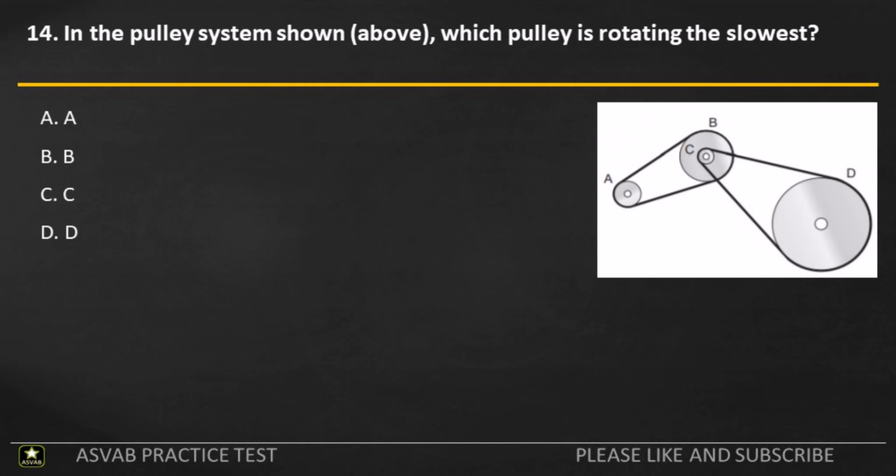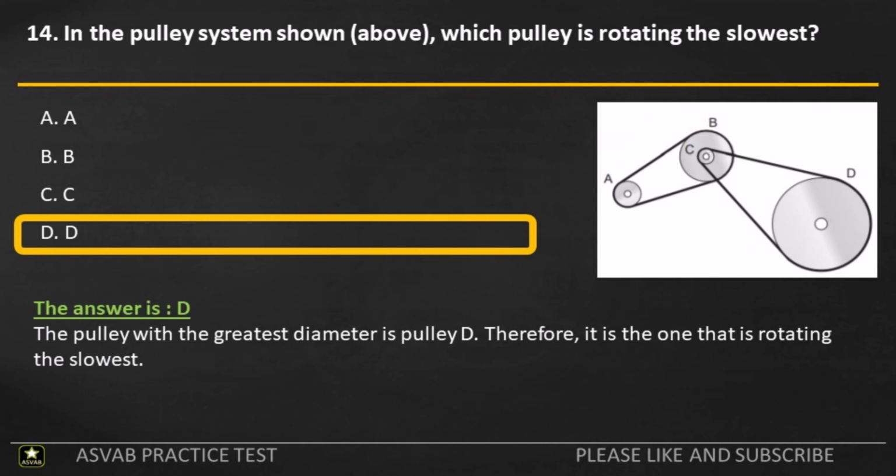C. D. The answer is D. The pulley with the greatest diameter is pulley D, therefore, it is the one that is rotating the slowest.